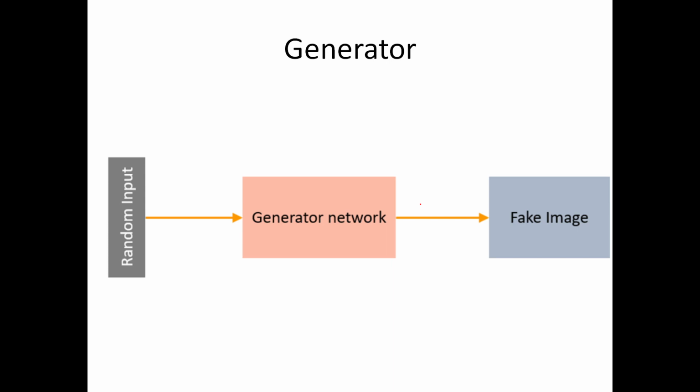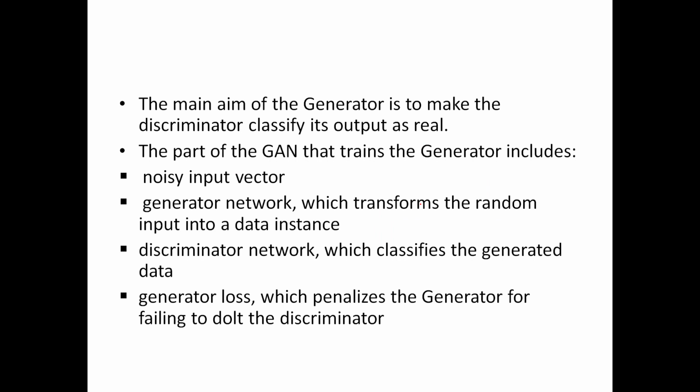This is a diagram for the generator neural network, and the random input is given to the generator network. Adding some noise, the output generated is a fake image. So the fake image is generated as the output of the generator network. The main aim of the generator is to make the discriminator classify its output as real. So the generator will generate the fake notes and make the discriminator classify its output as real.